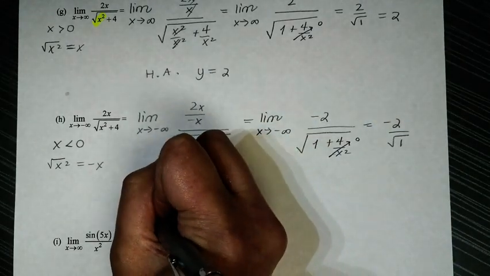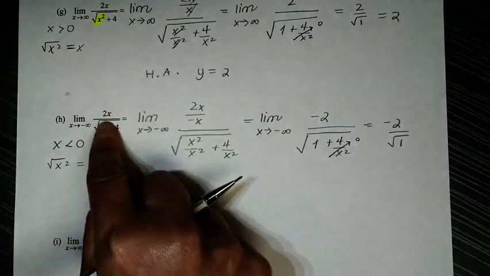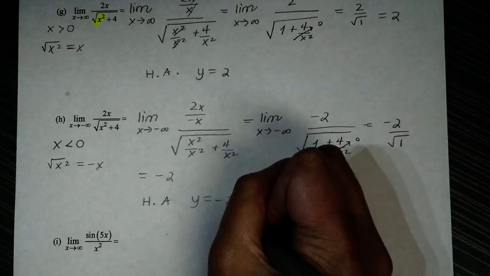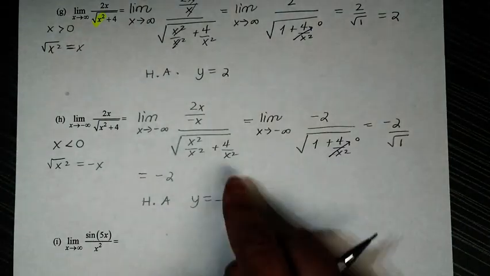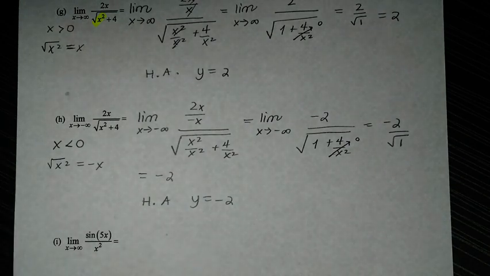So what you can conclude from this is that the horizontal asymptote of this function is going to be negative 2. Meaning, in this situation, we're going to have 2 horizontal asymptotes. Yes, that's how it works, because you have that square root in the denominator.